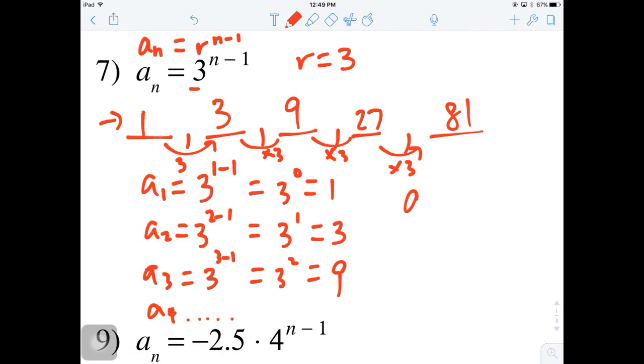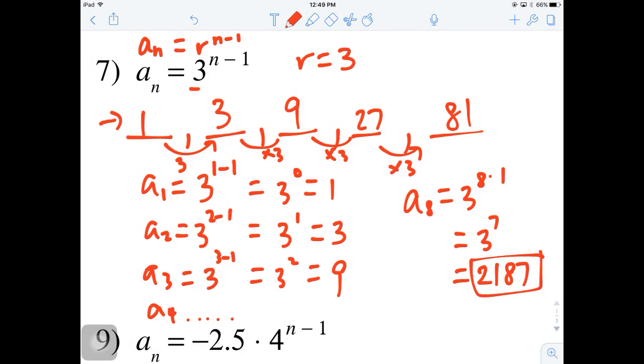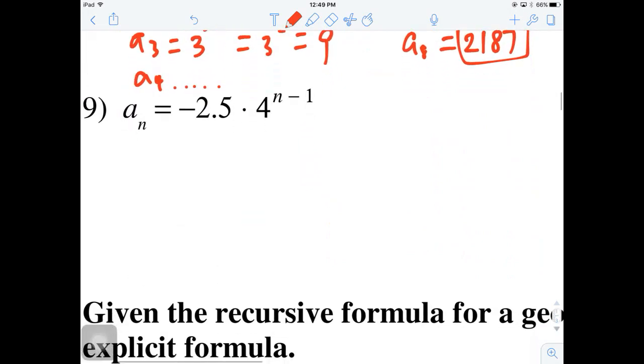And now we're going to find the 8th term because it's asking us to find the 8th term. So that will be 3 to the 8 minus 1. That will be 3 to the 7, which is 2187. So a of 8 is equal to 2187. And that's the end of that problem.